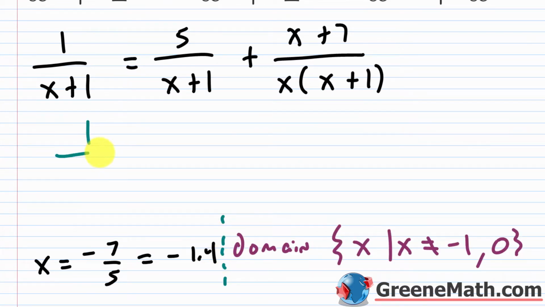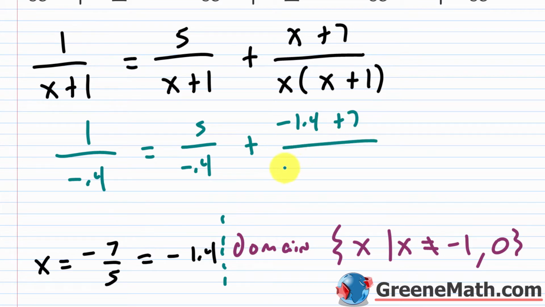So you'd have 1 over, again, I'm just going to use negative 1.4. And if I add that to 1, I'm going to get negative 0.4. Then this equals, you have 5 over negative 1.4 plus 1, again, is negative 0.4. And then plus, you have this negative 1.4 plus 7 over, you have negative 1.4 times your negative 1.4 plus 1. And again, this is going to be negative 0.4. So this guy right there.